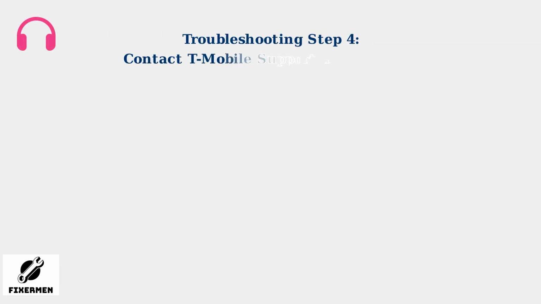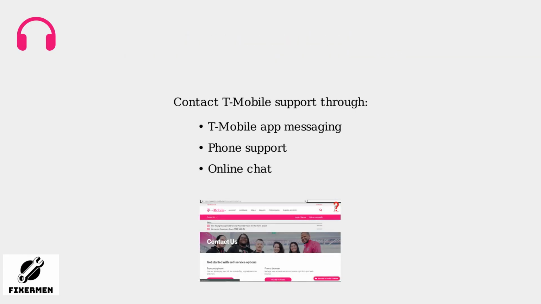If all previous troubleshooting steps haven't resolved your eSIM QR code issues, it's time to contact T-Mobile support directly. There could be an underlying problem with your account or the QR code itself that requires their assistance. T-Mobile offers multiple ways to reach support: through the T-Mobile app's messaging feature, by calling their support line, or using online chat. Their support team can verify your account status and check for any issues with the QR code generation.